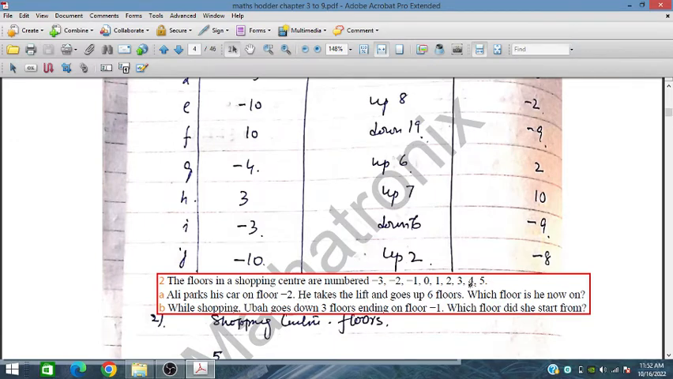Which floor is he at now? He is at floor 4. While shopping, Oba goes down 3 floors, ending on floor -1. From floor 2 to -1 is 1, 2, 3 floors down. So she was on floor 2 when she moved to -1. Which floor did she start on?